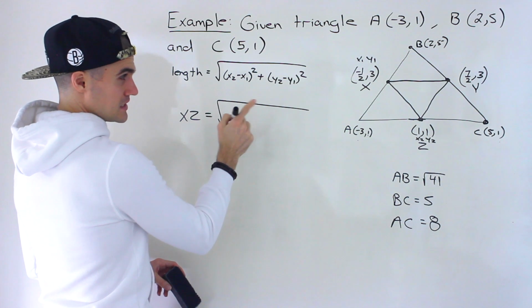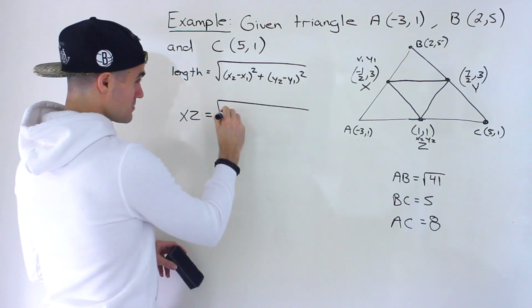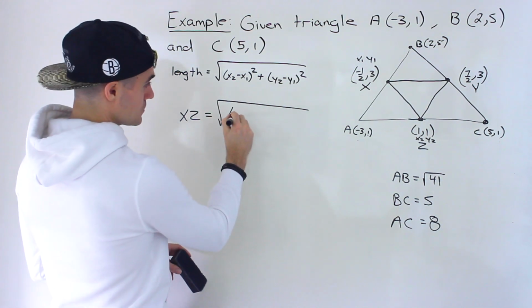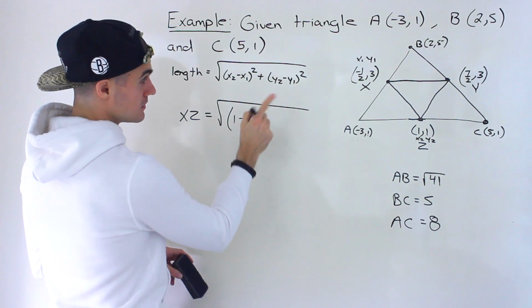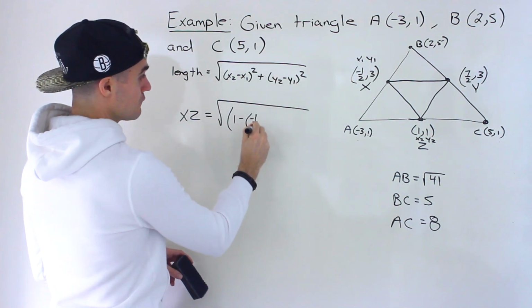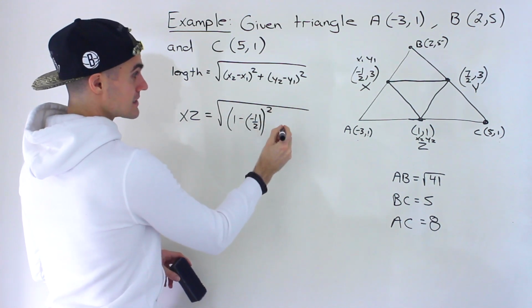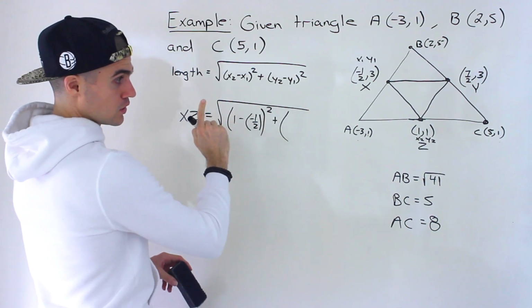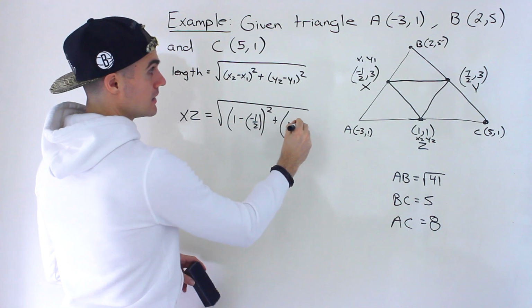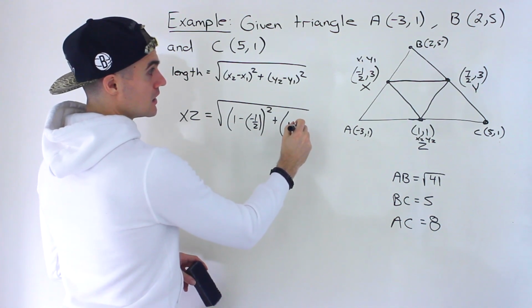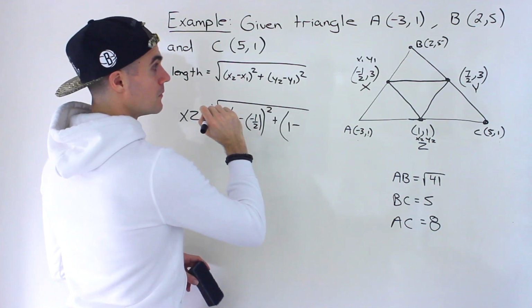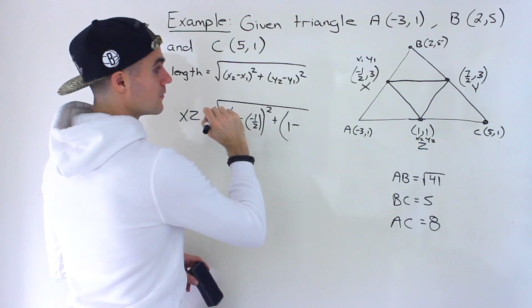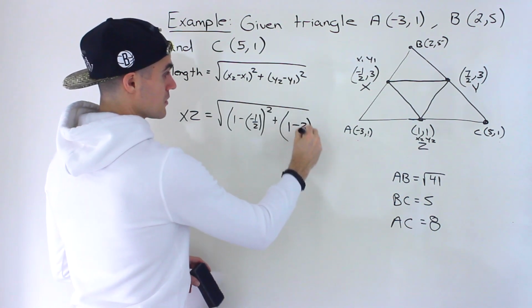And over here, we're going to be dealing with fractions and negatives. So let's just be super careful. So we'll have x2, which is 1, minus x1, which is -1/2. Put that in brackets. That's going to be squared. Plus y2, which is 1, minus y1, which is going to be 3. Sorry.